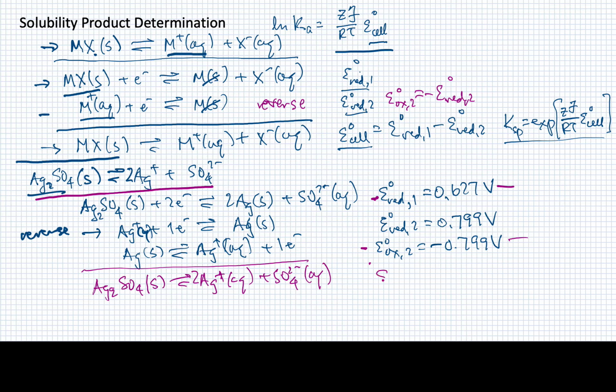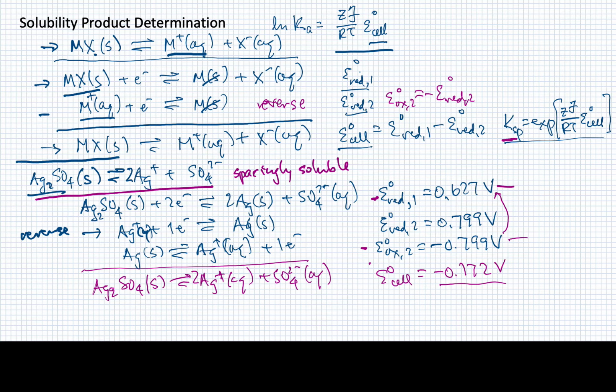And when I do that, I'll find that the cell potential in this case is actually a negative cell potential. I'll get negative 0.172. That's the difference between this and this. All right, so immediately what that tells us is that this doesn't spontaneously happen, at least moving to the right, but we already knew that. This is a sparingly soluble salt. So that means that its equilibrium is going to favor the left-hand side. It's going to favor the non-dissolved silver sulfate. But we can still use this now to find the solubility product constant using this formula.